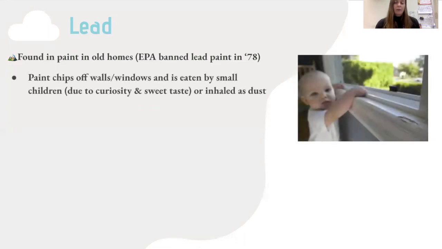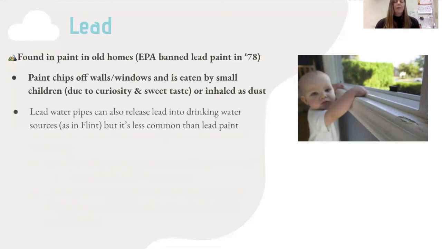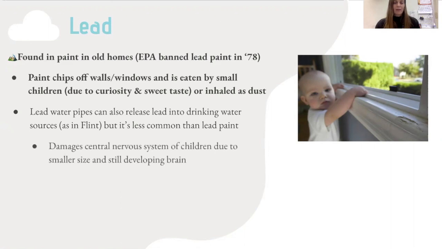And so in homes that have lead paint, as it chips and flakes, little children tend to pick it up and put it in their mouths because they're curious. It can also be inhaled as a dust, and lead is a neurotoxin. We also can have indoor pollution in water of lead from lead water pipes, but it's much less common than lead paint, and in that case it's not an indoor air pollutant, but an indoor water pollutant.